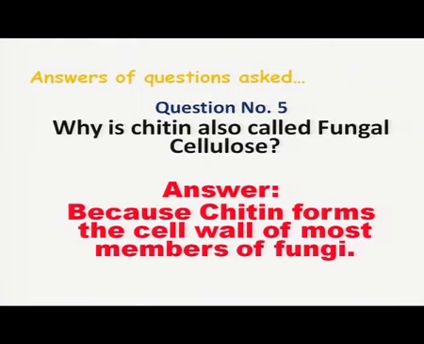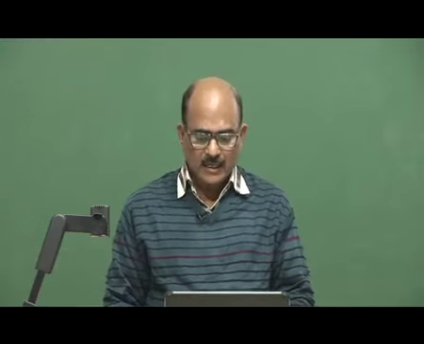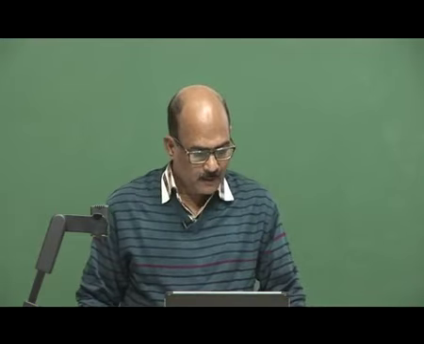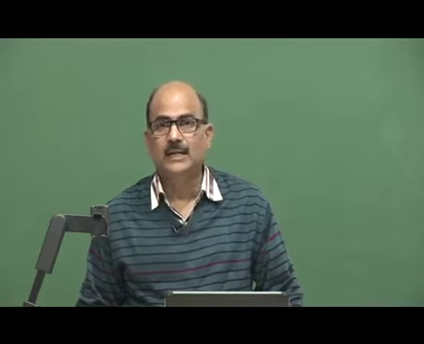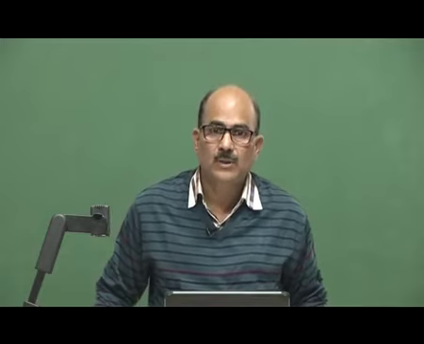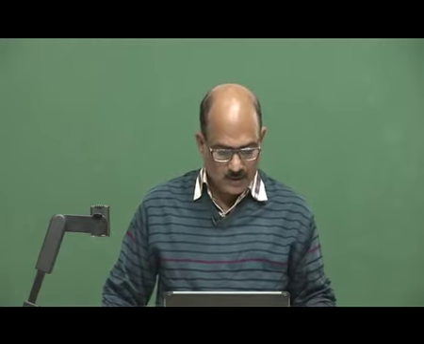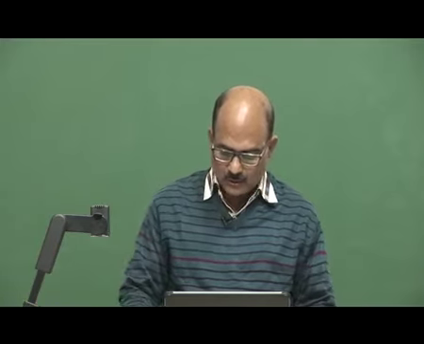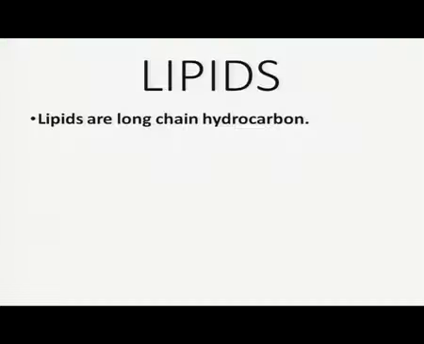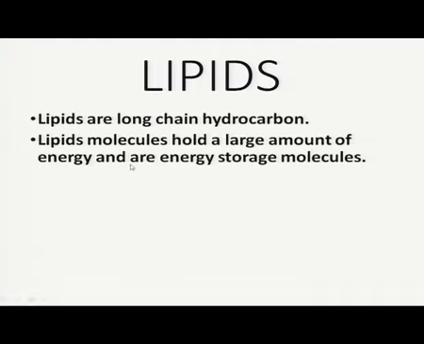Now, today my session is lipid and nucleic acid. First of all, lipids. Lipids are known as a heterogeneous group of compounds which are formed just like carbohydrate, of carbon, hydrogen and oxygen, where the oxygen is less in comparison to the carbohydrate. So, for the oxidation of lipid, it requires more oxygen. So, lipids are known as heterogeneous compounds, which include long chains of hydrocarbons. Lipid molecules hold a large amount of energy and are energy storage molecules. So, lipids are also called energy storage molecules.